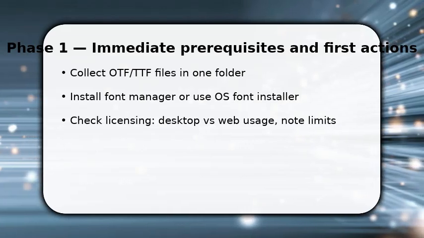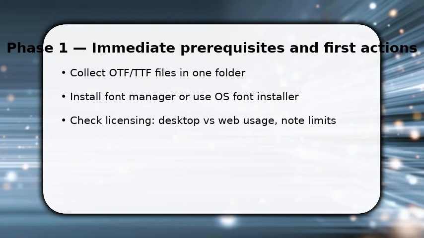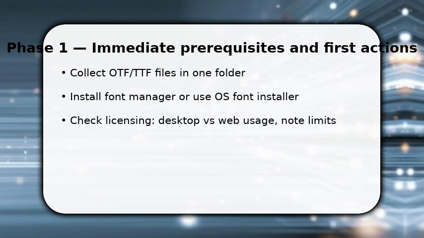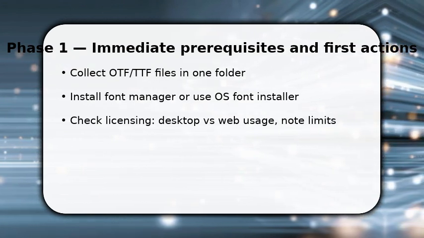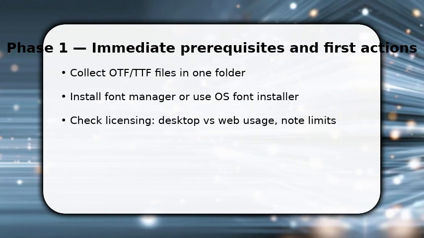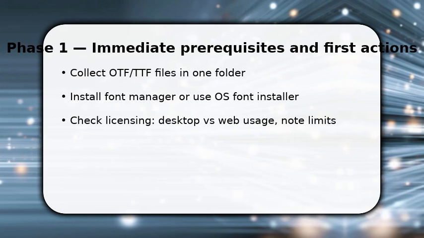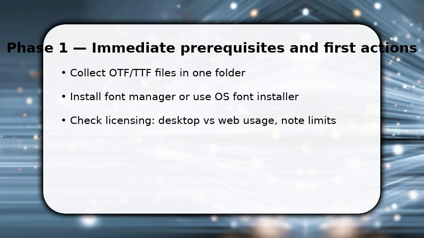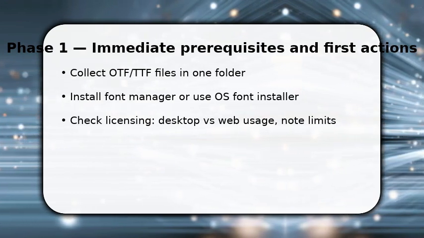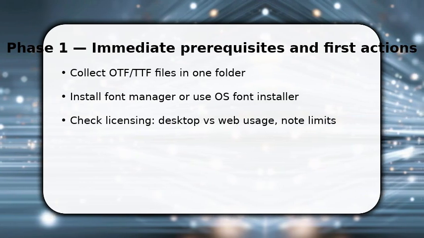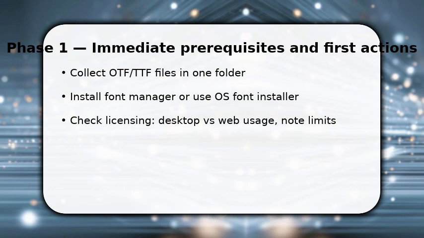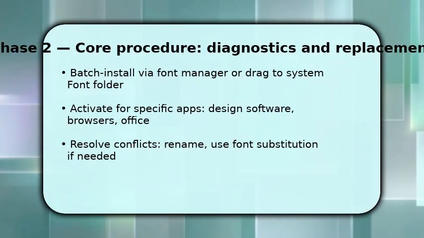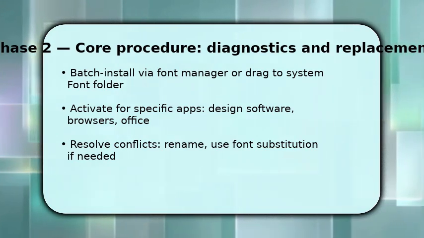You start by gathering OTF or TTF files into a single project folder so nothing gets lost. Next, install a font manager or use your operating system installer. This helps preview and batch install. Save time. Make sure you read the license to confirm desktop versus web usage and note any embedding or modification limits. Once done, clear duplicate names and validate files for corruption so installers won't fail, and prepare a simple naming convention for consistent workflow.